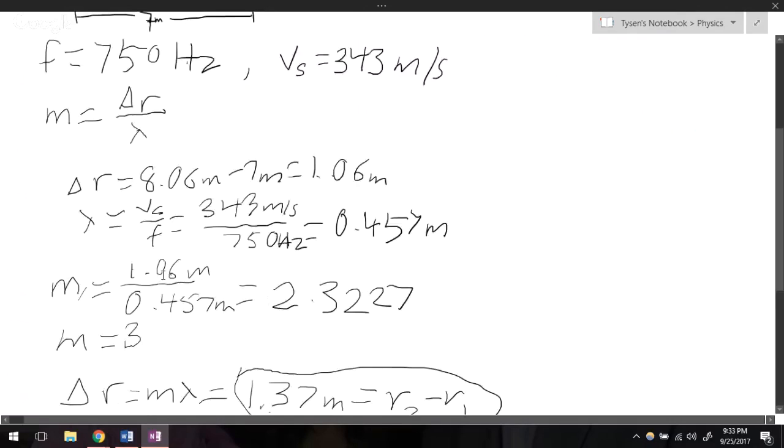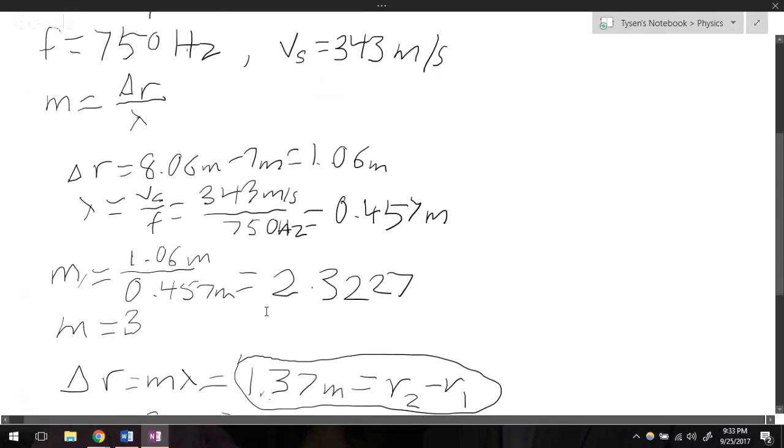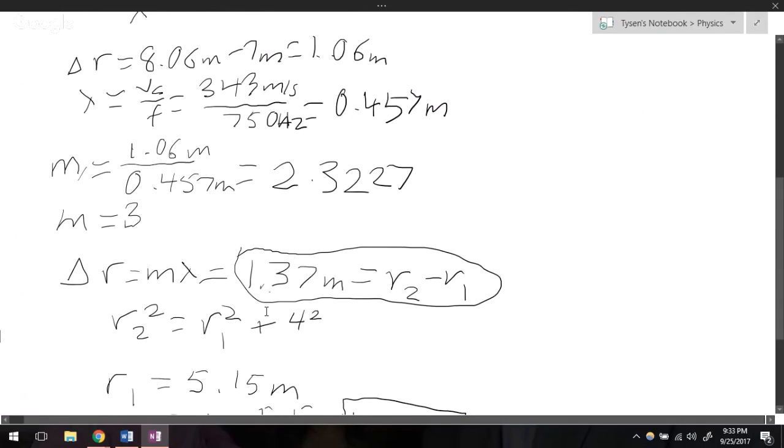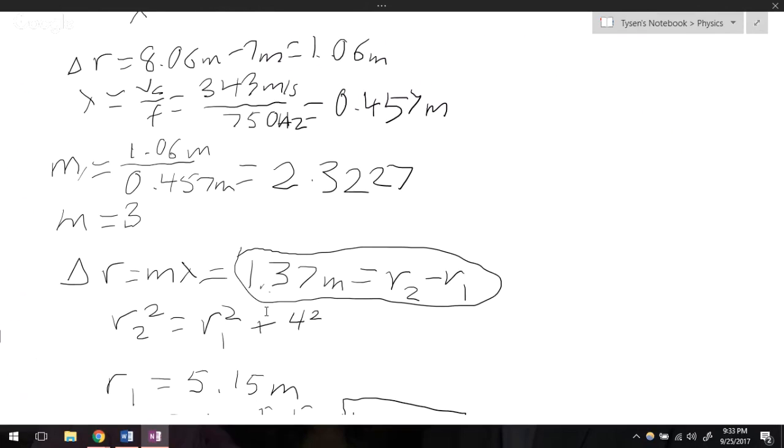So when we calculate M, we get 2.3227, which is not a whole number or a number with a decimal place of 0.5. So in that case, we're hearing neither constructive nor destructive, just something in between.